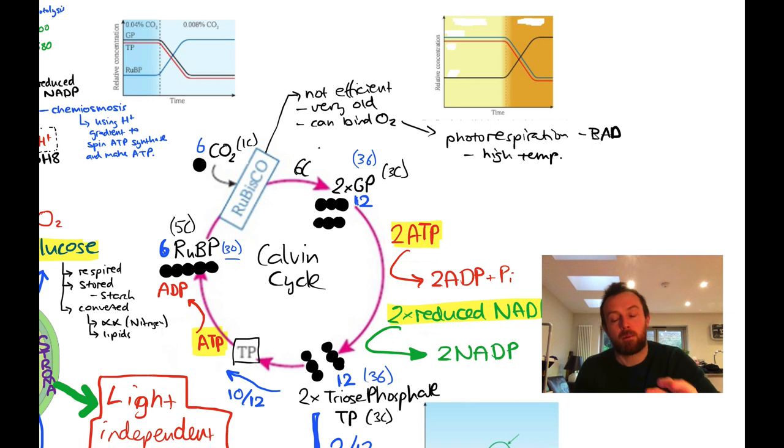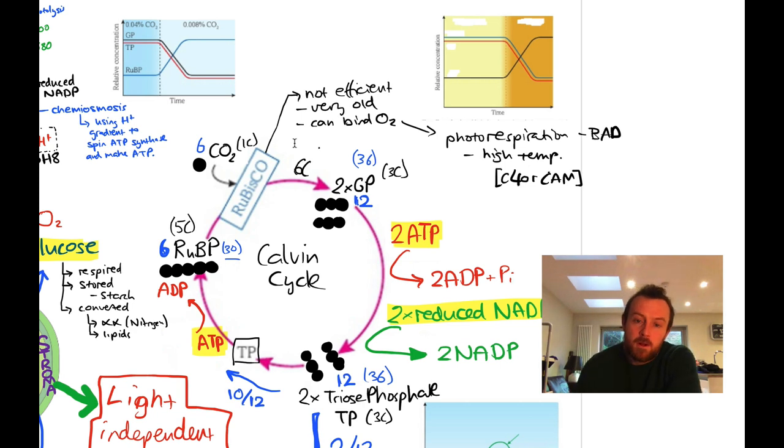Some plants have come up with a crafty way of getting around this, and they're not really on the syllabus, but sometimes they're mentioned, and they're called C4 or CAM plants. And they basically have evolved other mechanisms that we don't go into to reduce the likelihood of this photorespiration.